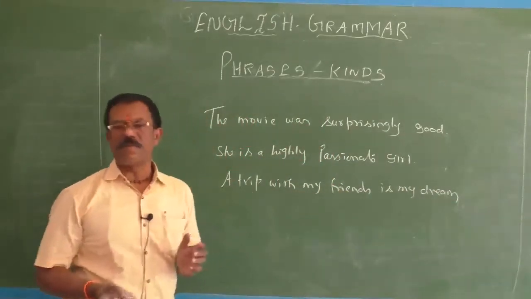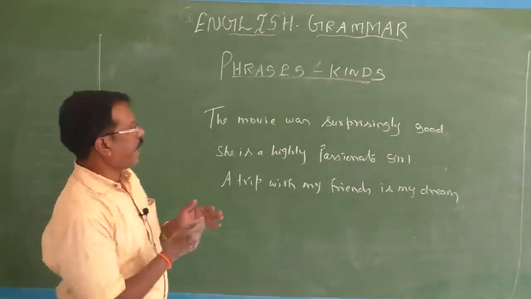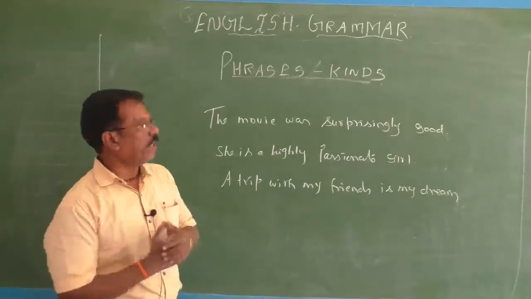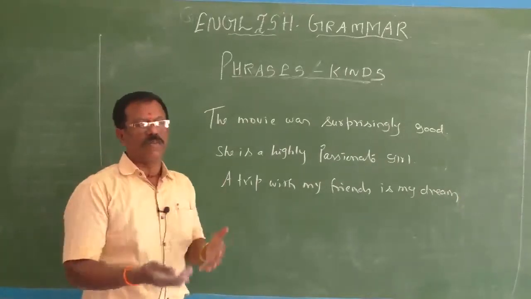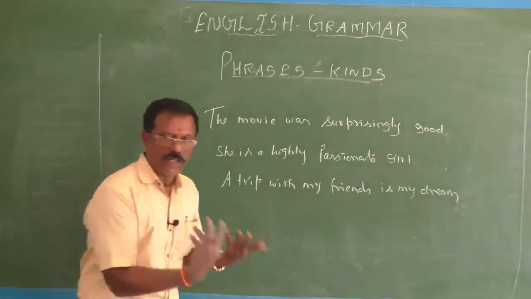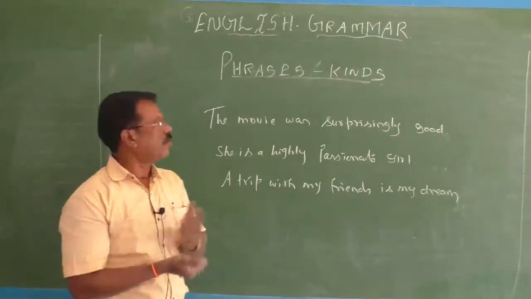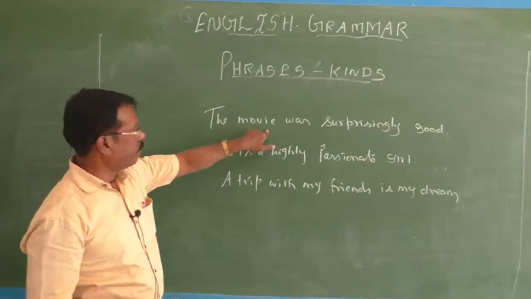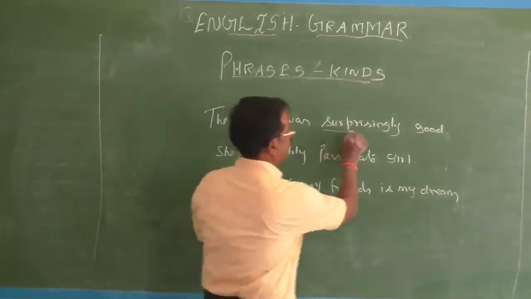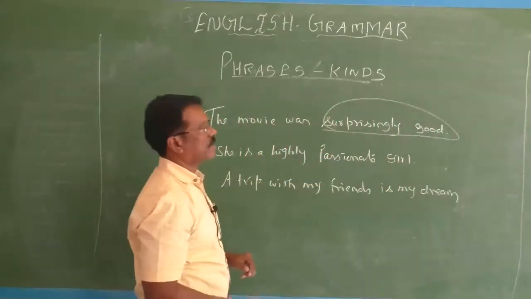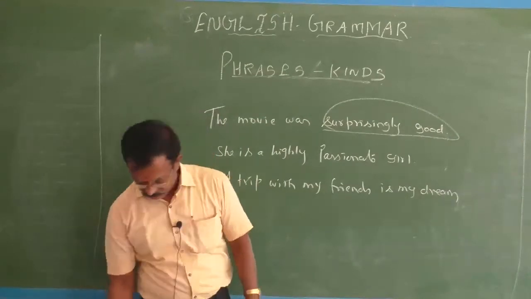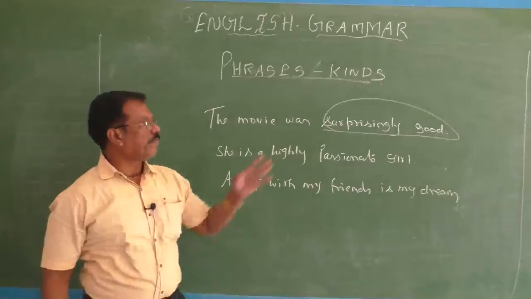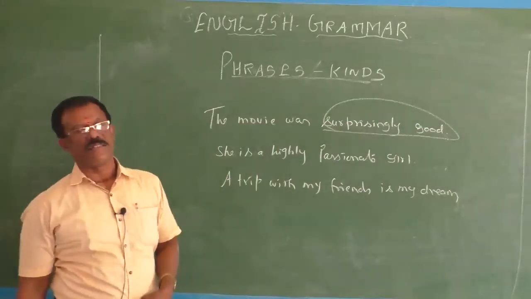So I have given you here three sentences, three examples. From these three examples, can you identify where the adjective phrase is? Yeah. I hope all of you can do it easily, because you know what an adjective phrase is. You know what its functions are. Okay, then you can easily identify it. The movie was described by the group of words surprisingly good. So this was an adjective phrase. It comes at the end of a sentence. Surprisingly good is a group of words used here as an adjective phrase.